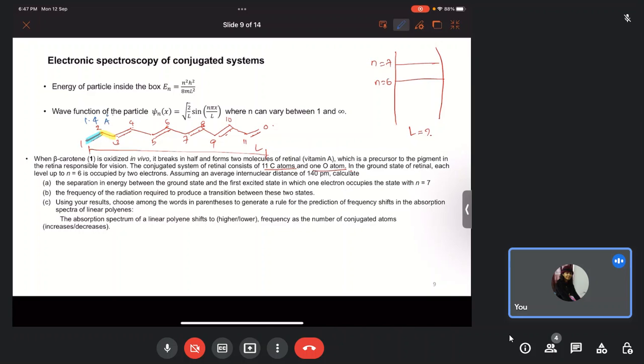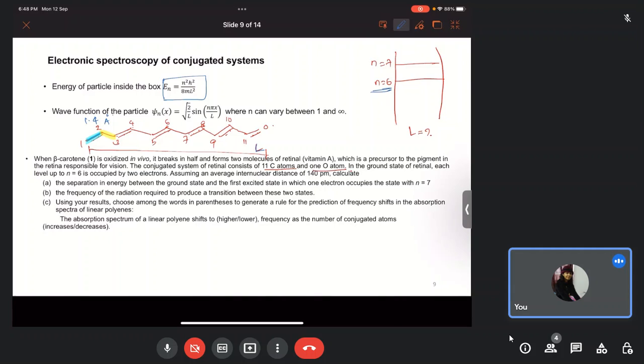Now we have to find the length L if one of the bond lengths is 1.4 angstrom. So let's find what is the L, and once you find the L, you know how En is being calculated, and we have to do it for n is equal to 6 and n is equal to 7.